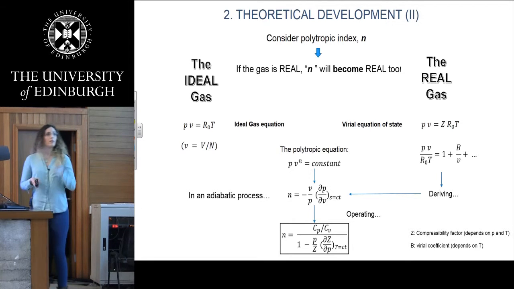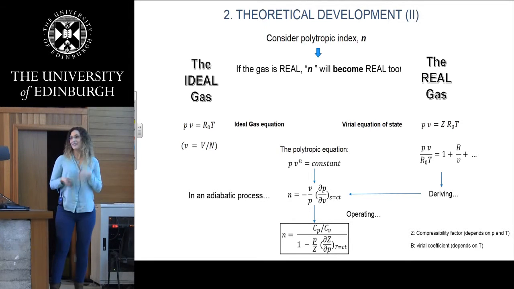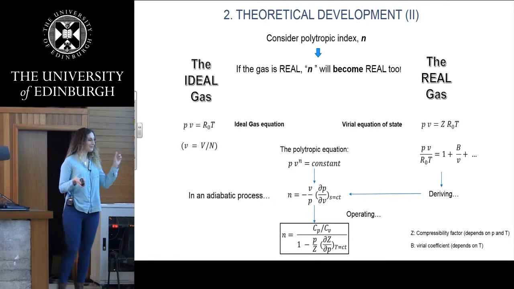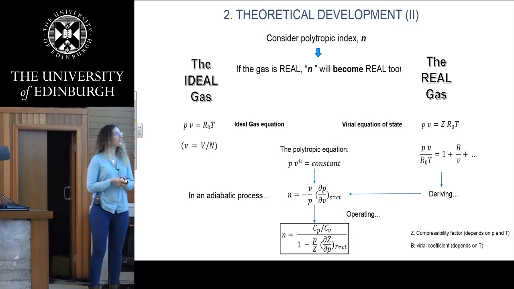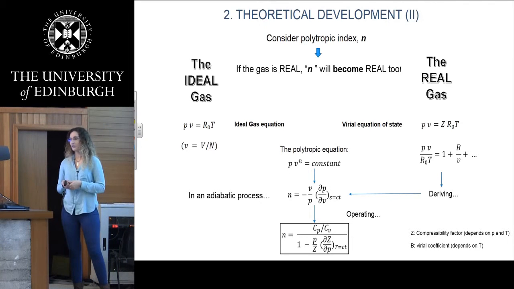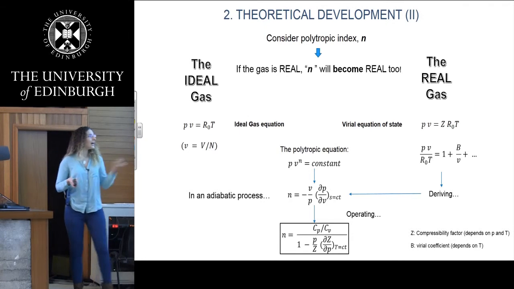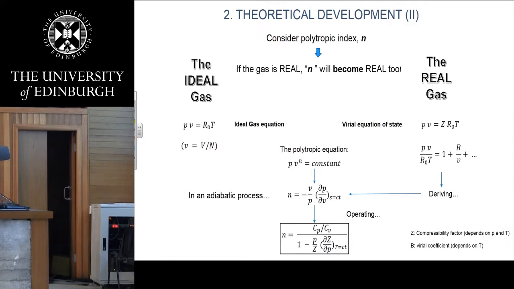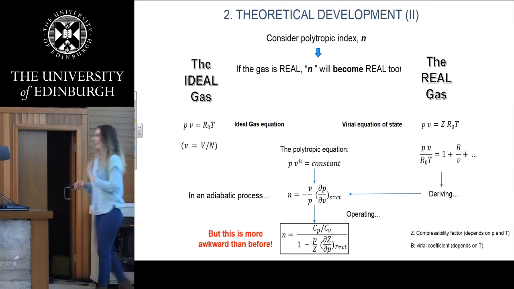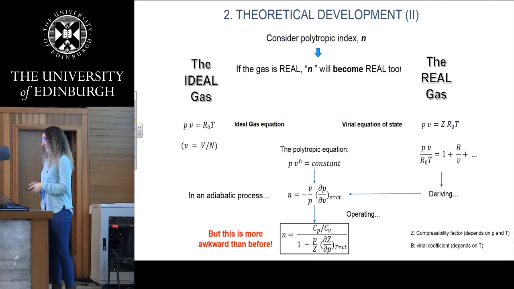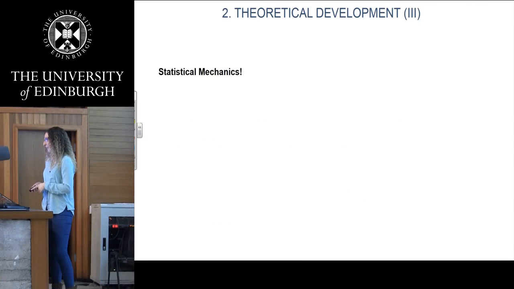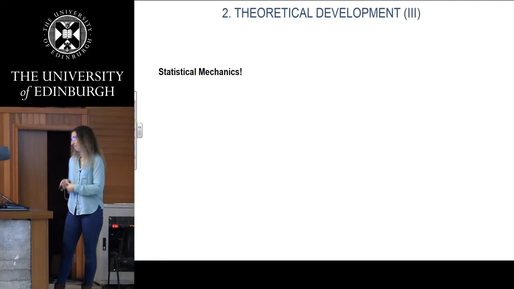So I had a problem with the previous equation because I'm sadly just an engineer pretending to be a physicist. And when I saw these partial derivatives of pressure with volume at constant entropy, I said, okay, that's too much for me. So let's operate and see if I get something easier to work with. And then I had this thing, and I said, okay, I'm doing something wrong because this is even more awkward than before. So my supervisor said, okay, let's look for statistical mechanics.